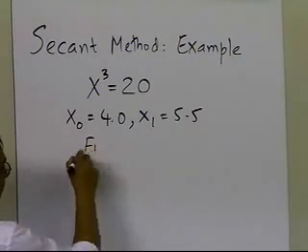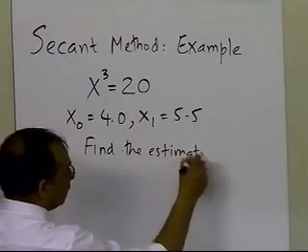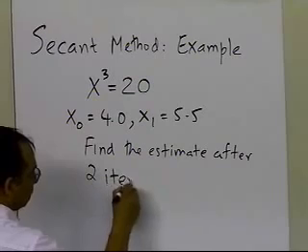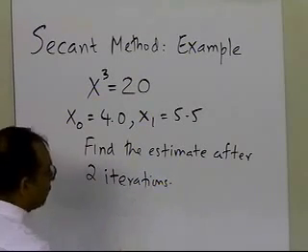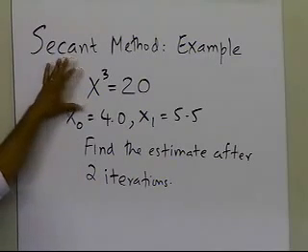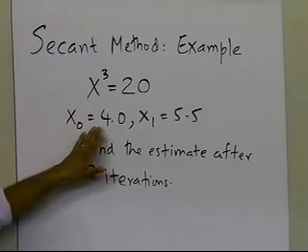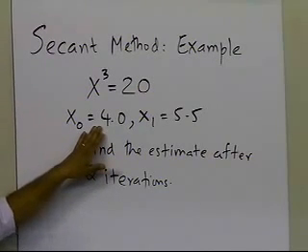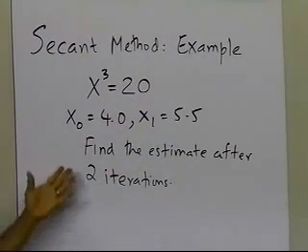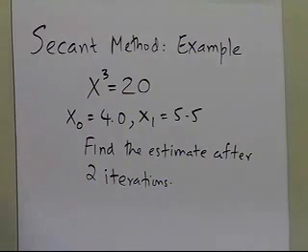And somebody saying find the estimate after 2 iterations. So that's the formulation of the problem statement, that you are asked to find out the root of the equation x cube is equal to 20. The 2 initial guesses which you may choose are 4.0 and 5.5 for this particular equation. And you're asked to find the estimate of the root after 2 iterations. So let's go and see how we can go about doing that.